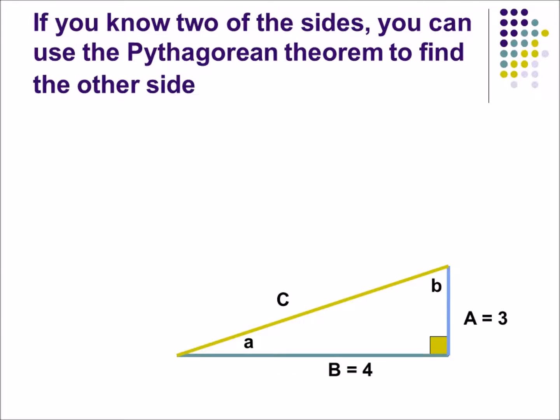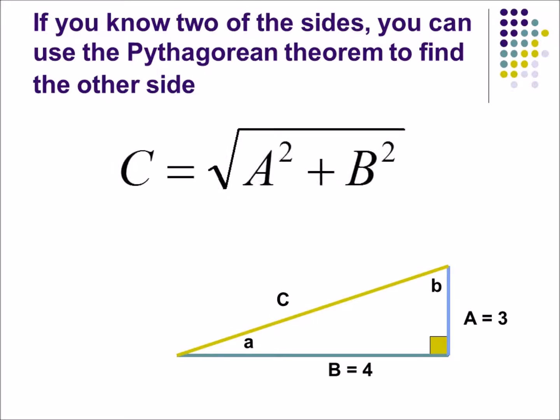We already mentioned that if you know 2 of the sides of the right triangle, in this case the 2 legs, 3 and 4, you can always find the other side, in this case the hypotenuse, using the Pythagorean theorem. Probably you learned this somewhere back in middle school. The Pythagorean theorem says that the sum of the squares of the 2 legs, in other words a squared plus b squared, is equal to the square of the hypotenuse, c squared. Or we could say c is equal to the square root of the sum of the squares of the 2 legs.